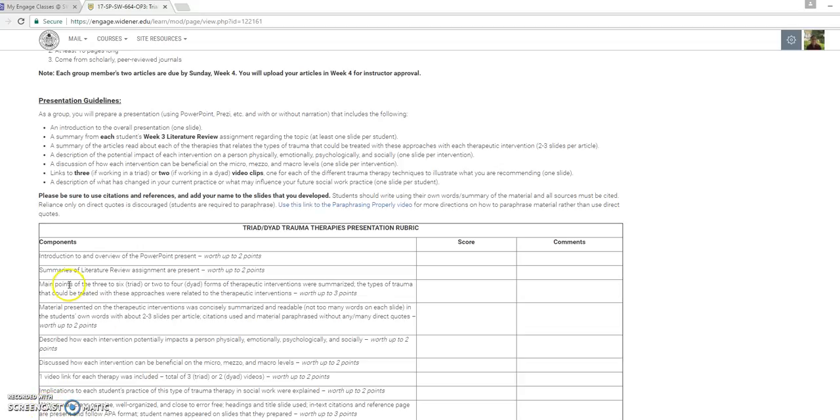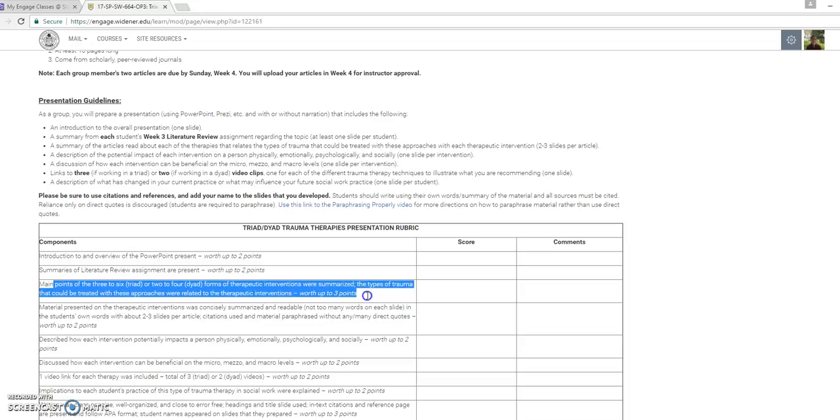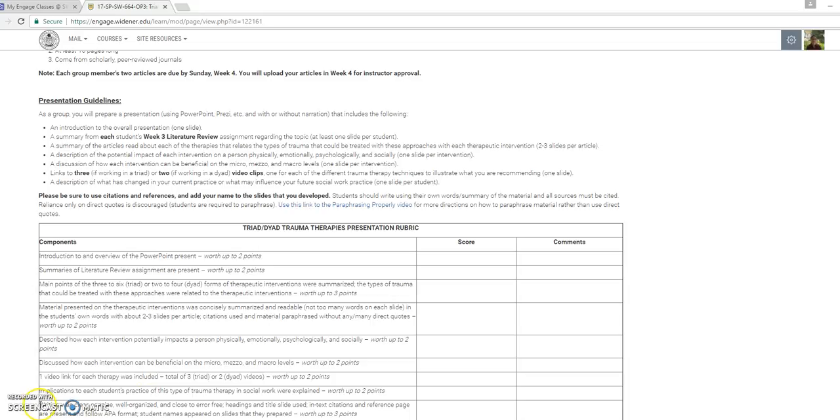Maximum points: 3 points are awarded to the forms of therapeutic intervention and how they were summarized, and the writing being clear, concise, and well organized. These are 3 points each. Everything else is up to 2 points: the introduction to an overview of the PowerPoint, summaries of the lit review, main points of the 3 to 6 or 2 to 4 forms of intervention, and material presented on the therapeutic intervention being concisely summarized. Not too many words on each slide.